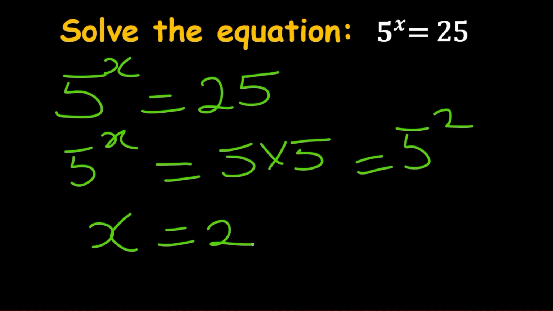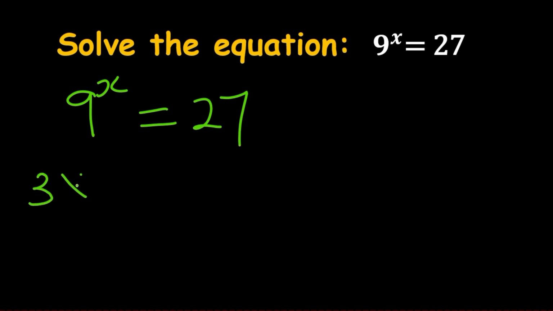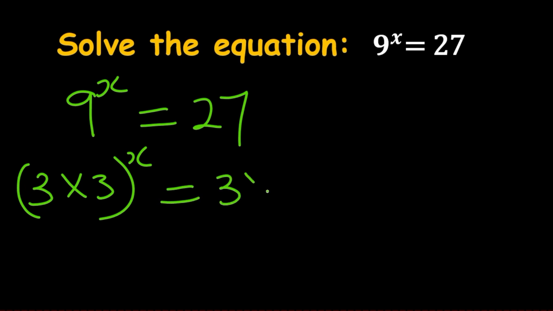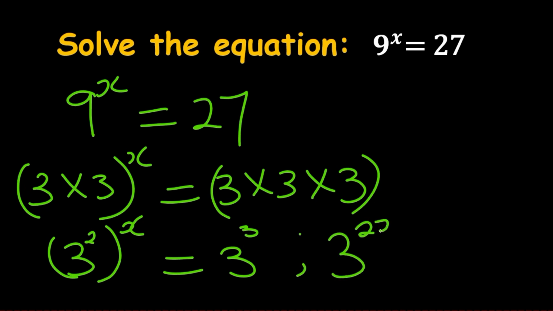Let's also try another example. Let's solve the equation 9 raised to power x is equal to 27. Expanding, we have 3 times 3 all raised to power x is equal to 3 times 3 times 3. 3 raised to power 2, also raised to power x, is equal to 3 raised to power 3. Expanding the bracket, we have 3 raised to power 2x is equal to 3 raised to power 3.